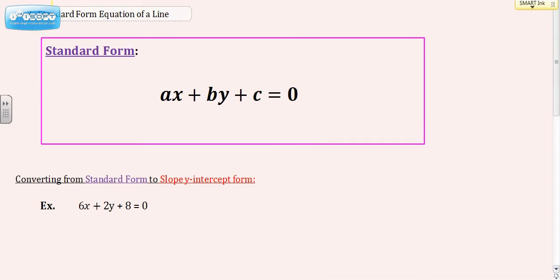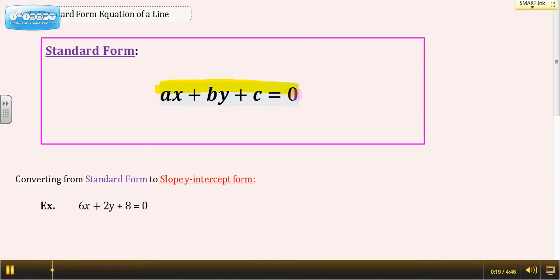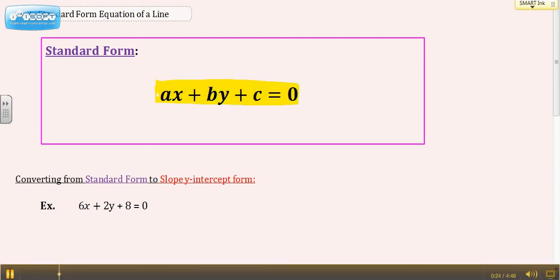Previously, I've shown you the slope y-intercept equation of a line, which is y equals mx plus b. But this is not how equations of lines are typically shown. They are actually shown in the standard form, where you see ax plus by plus c equals 0. Now you're wondering what all these letters represent.